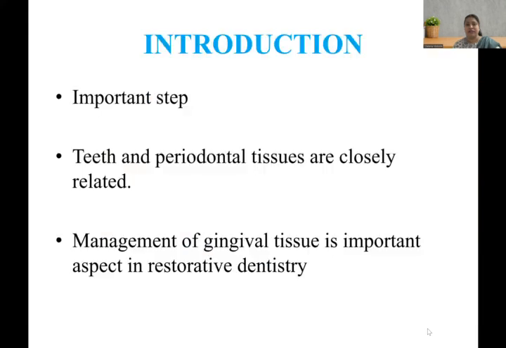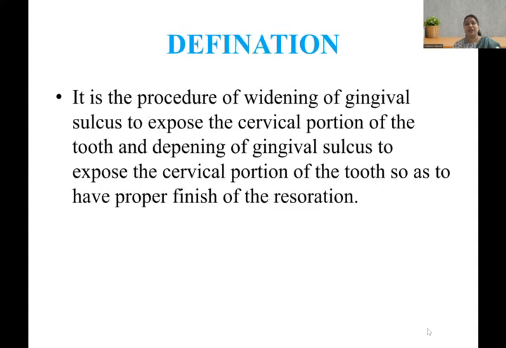It is a very important step, and as we all know, the teeth and periodontal tissues are very closely related. Hence, management of gingival tissue is an important aspect in restorative dentistry. Basically, it is a procedure of widening of the gingival sulcus to expose the cervical portion of the tooth, and deepening of the gingival sulcus to expose the cervical portion of the tooth, so as to have a proper finish of the restorations.